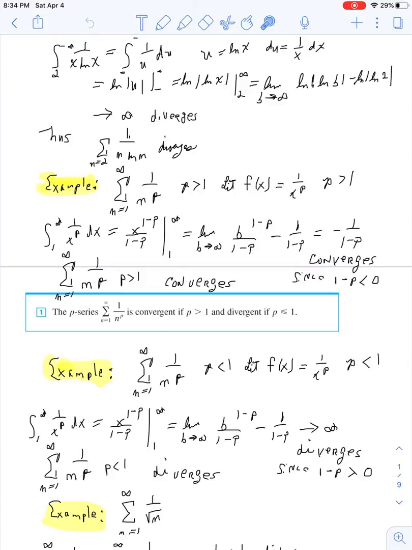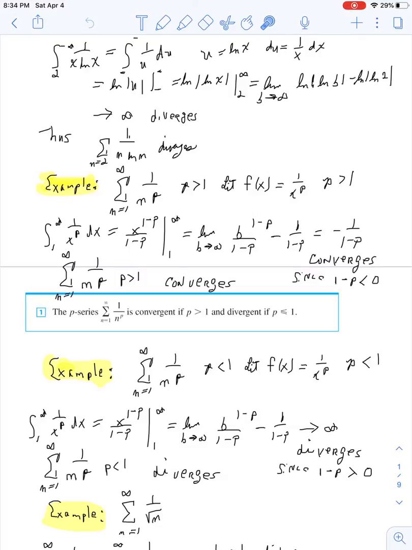Because if 1 minus p is greater than 0, then this is a positive power. And if b tends to infinity, b to a positive power tends to infinity. And what happens to this limit? It goes to infinity. What does that mean? This integral diverges.